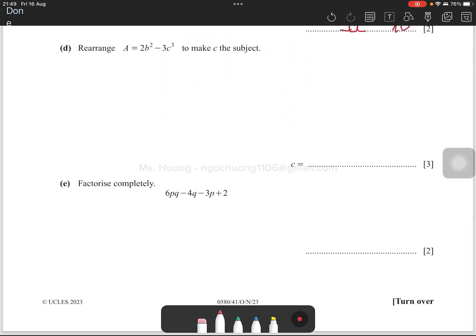D. Arrange A equals 2b squared minus 3c cubed to make C the subject. To make C the subject, I need to remove 2b squared by subtracting both sides. I will subtract 2b squared from both sides. So this is -3c cubed. And to make C the subject, we need to remove the number -3. So I will divide both sides by -3.